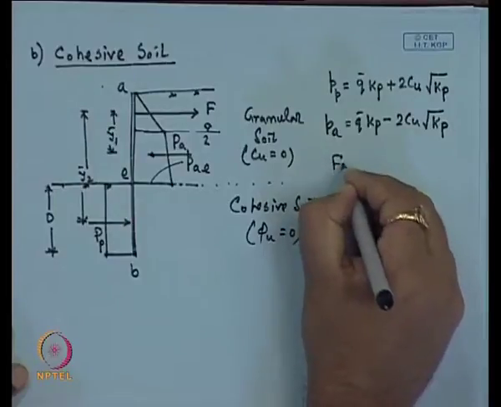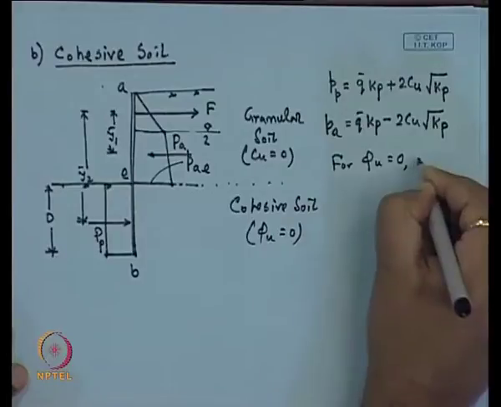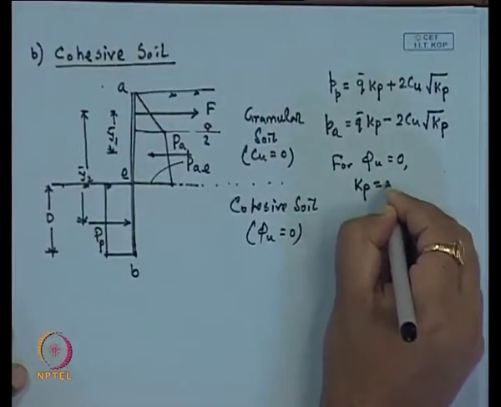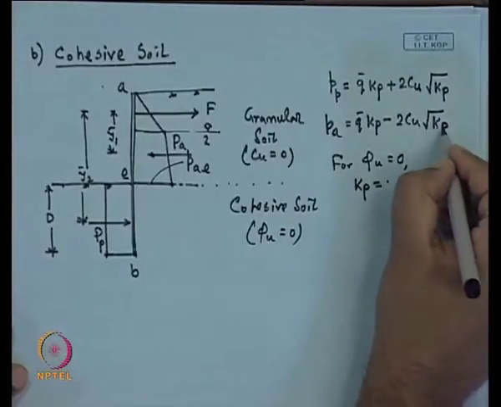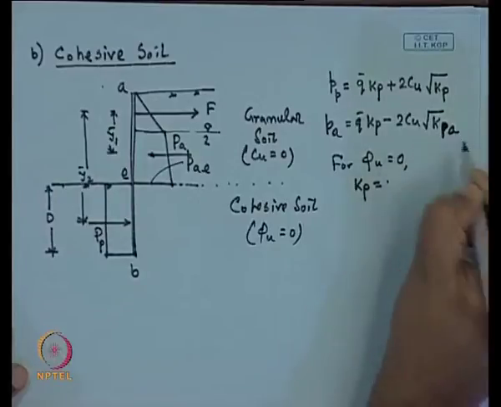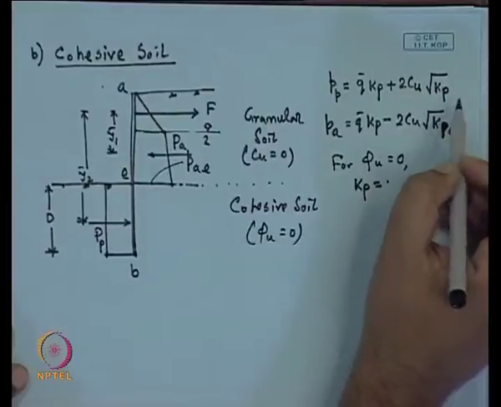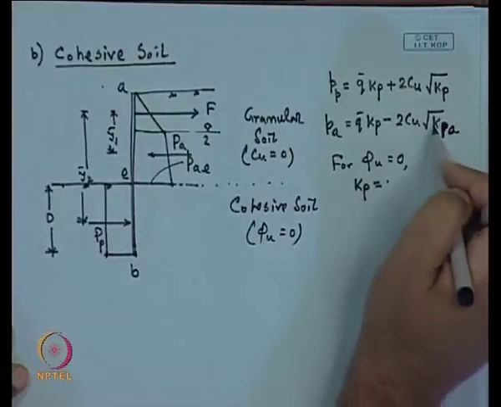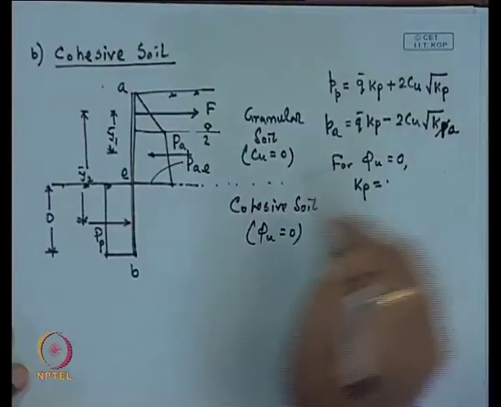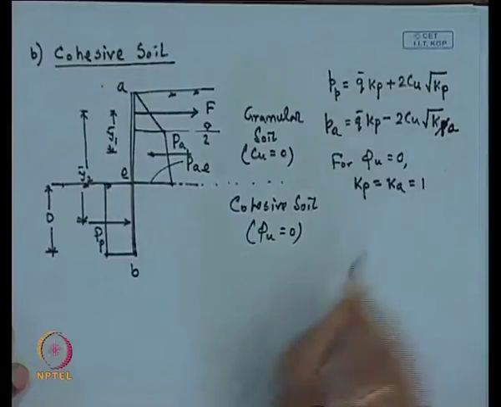Now, for phi u equal to 0, K p equal to K a, sorry, here this one is K a, active. K p is the passive earth pressure coefficient and K a is the active earth pressure coefficient. This is not K p, this is K a. So, K p minus K a is equal to 1.